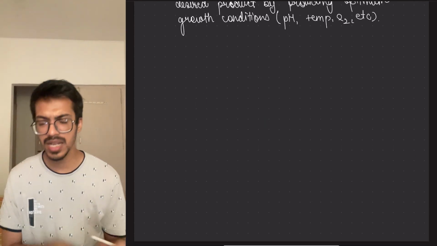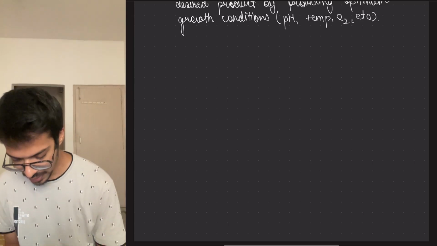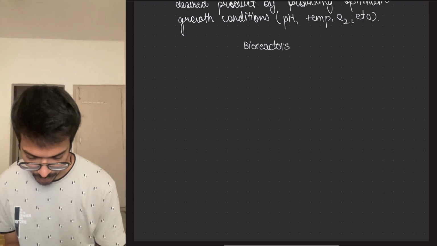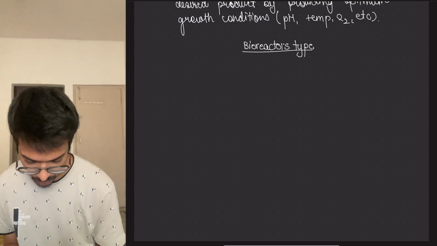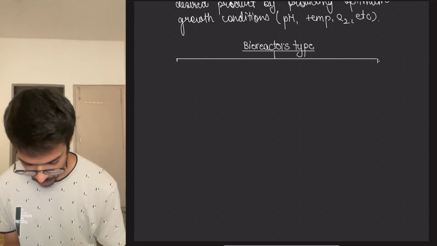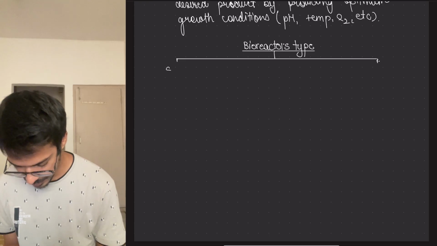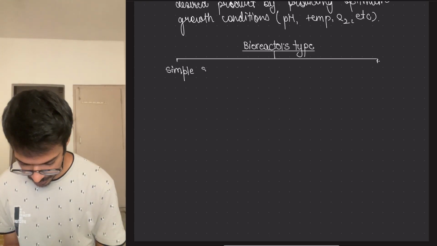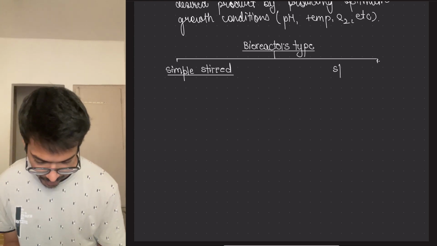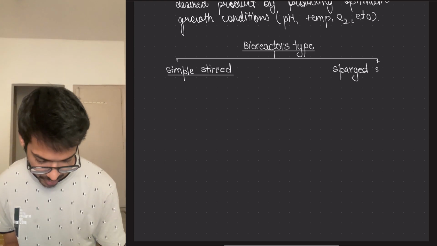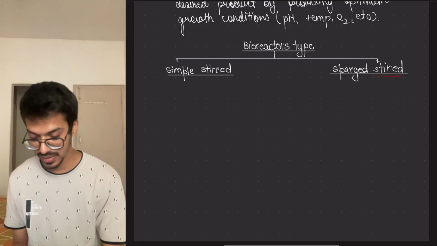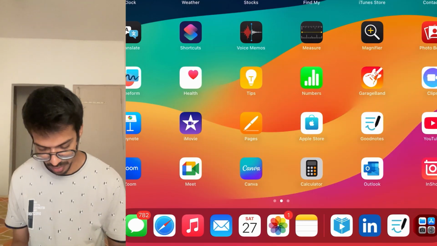Going on the bioreactors, there are basically two types of bioreactors. One is the simple stirred type, and another is the sparged stirred. Before making you understand this, let's see its diagram from NCERT itself. I'm going to be adding a diagram from NCERT.